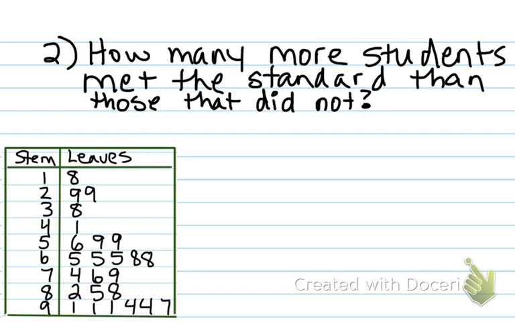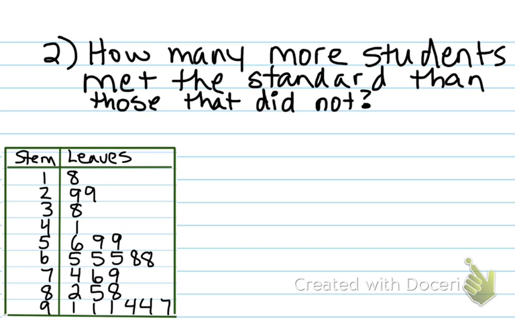All right, here is my second question. To be considered meeting the standard on this particular STAR test, you had to make at least a 52 or above. So my question is, with this data, how many more students met the standard than those that did not? Pause the video and see if you can figure this out, and then come back to see if you get it correct.